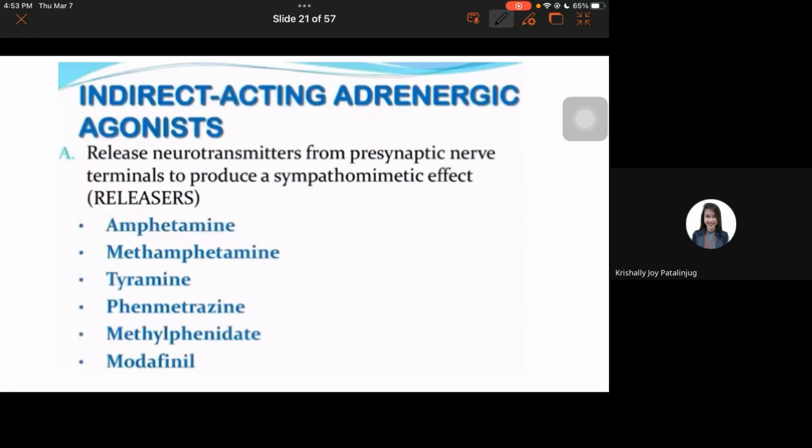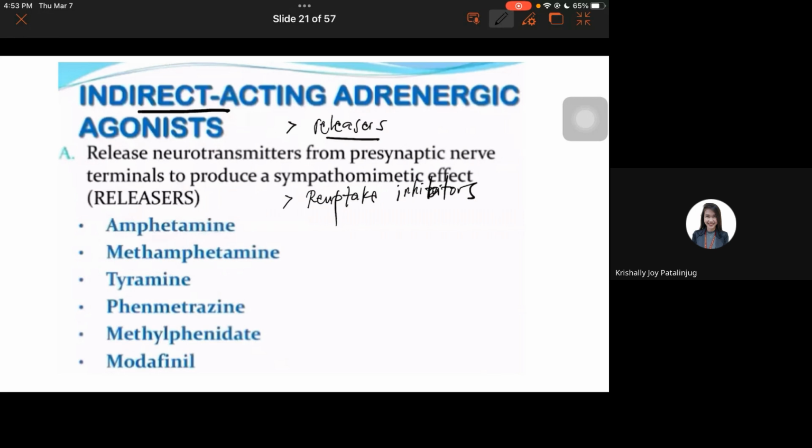Next, we have indirect acting adrenergic agonist. So ano yung ibig sabihin ulit ng indirect acting? This time, they could exhibit, no, the effect as releasers. They enhance the release of norepinephrine. They enhance the exocytosis, or pwede din naman they inhibit the reuptake. Very good. They inhibit reuptake. Inhibitors. Okay, yun yung mga indirect acting.